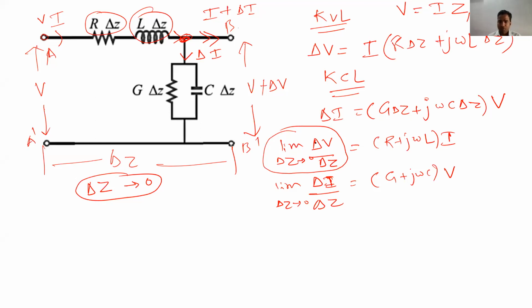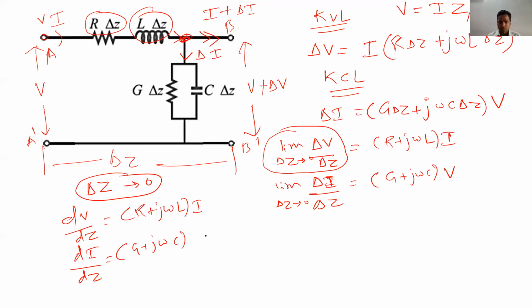This is the definition of derivative, right? First principle, dV by dz. We will get dV by dz as R plus j omega L into I, and we will get dI by dz as G plus j omega C into V. Fine. So this differential equation is the main equation of a transmission line.